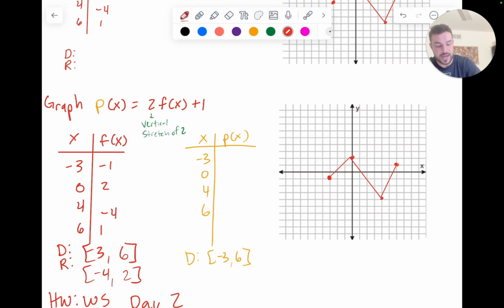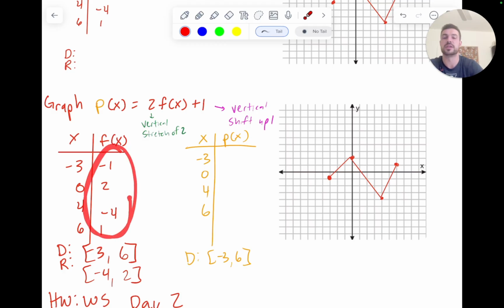And then I am adding one at the end, which is a vertical shift up 1. So we've got two transformations that I need to apply to these values. Now, everybody always asks, okay, well, which one do I do first? Well, think about order of operations.